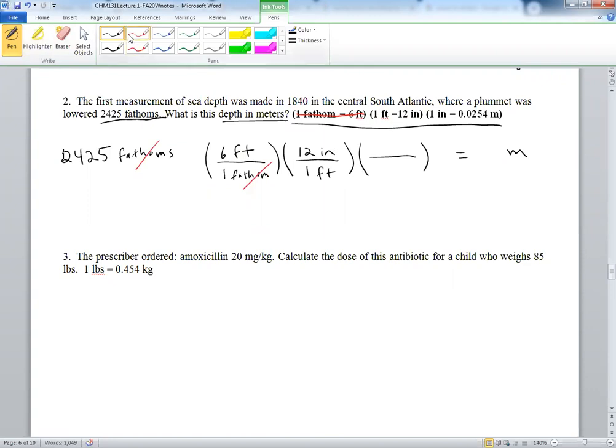Once again, you should understand why we put the foot in the denominator in the second conversion factor, because you need them to cancel out. If you put the inches in the denominator, then they wouldn't be able to cancel out. And then finally, we have this last conversion factor. We have inches, so we must have inches on the bottom here. That's 1, and that's equal to 0.0254 meters.